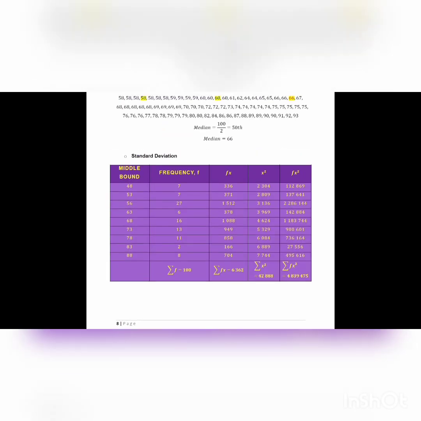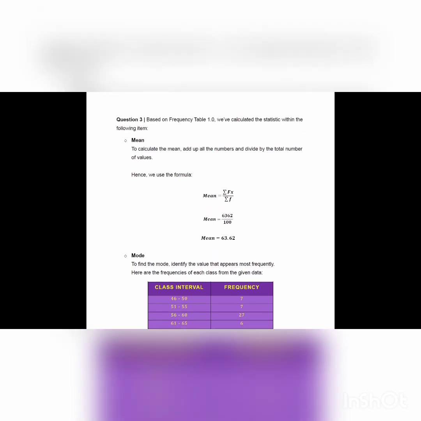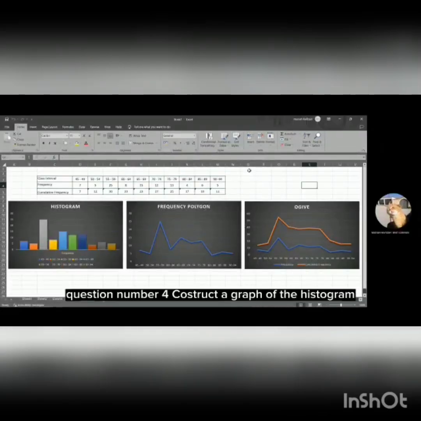Total product minus the mean, then we divide by the total of the data, which is 100. The final result is the variance, which is 11,875.93. So that's all for our question 3, to find standard deviation, variance, median, mode, and mean. Thank you.